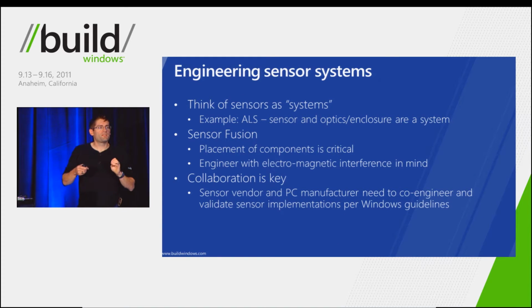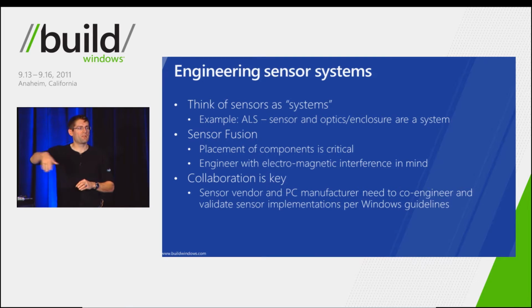I also want to encourage you all to really think of sensors not as individual parts, but as systems. It's easy to think of a sensor based on its spec sheet and to expect that to translate to a particular behavior or user experience. But it's really not so simple. I'll use ambient light sensors as an example.